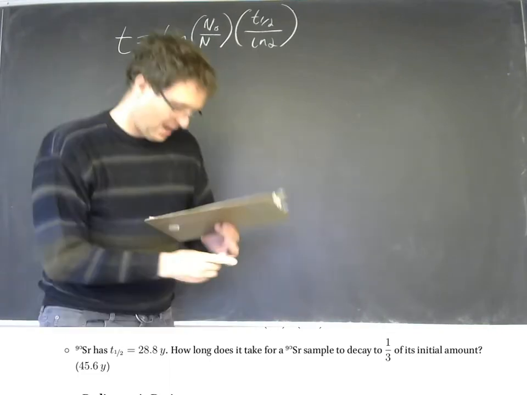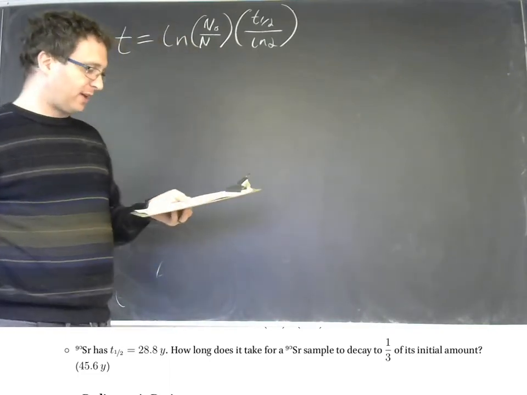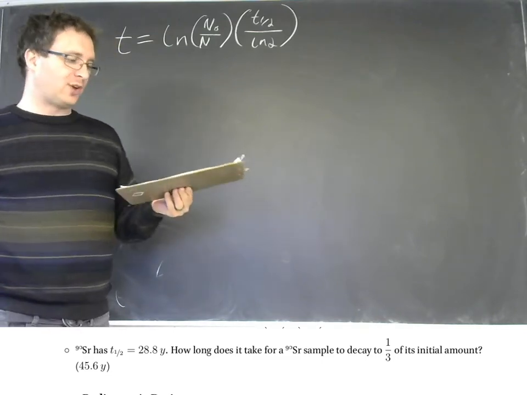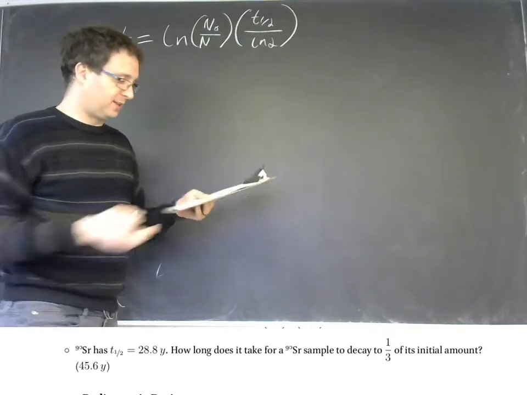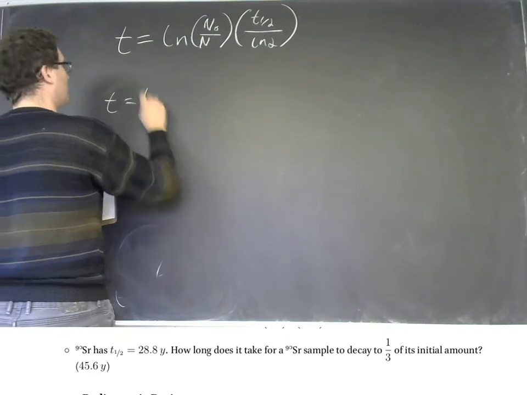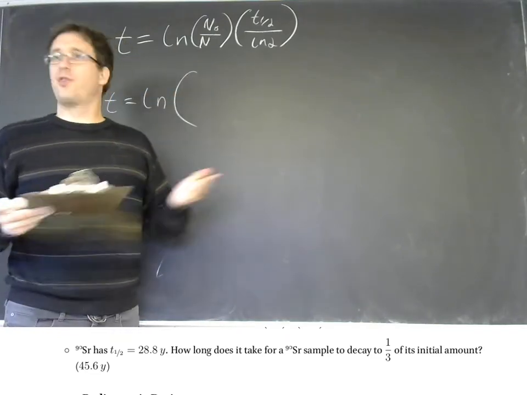Okay, so strontium-90 has a half-life of 28.8 years. How long does it take for a strontium-90 sample to decay to 1/3 of its initial amount? So we're going to say t is equal to the natural log. Well, I didn't give you any amounts. I said 1/3 of its initial amount.